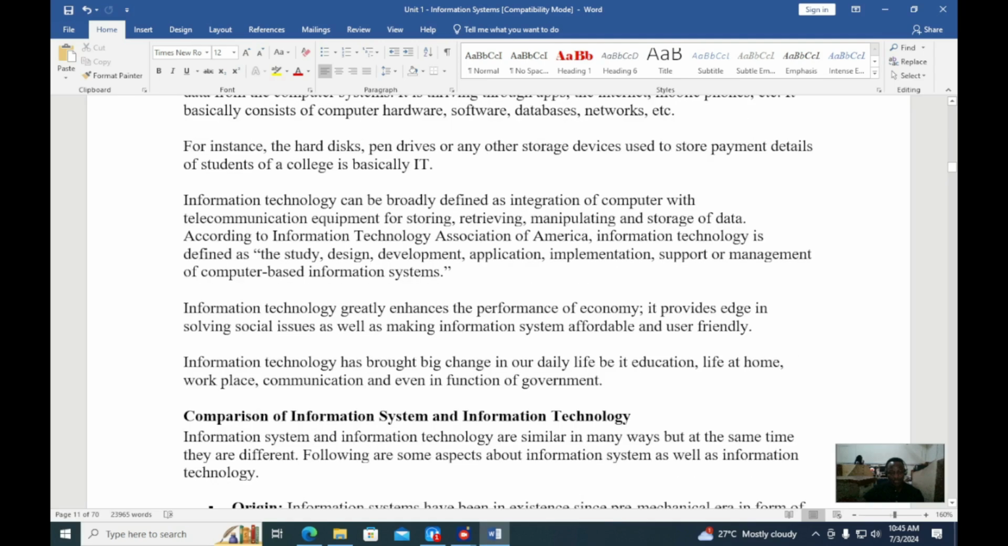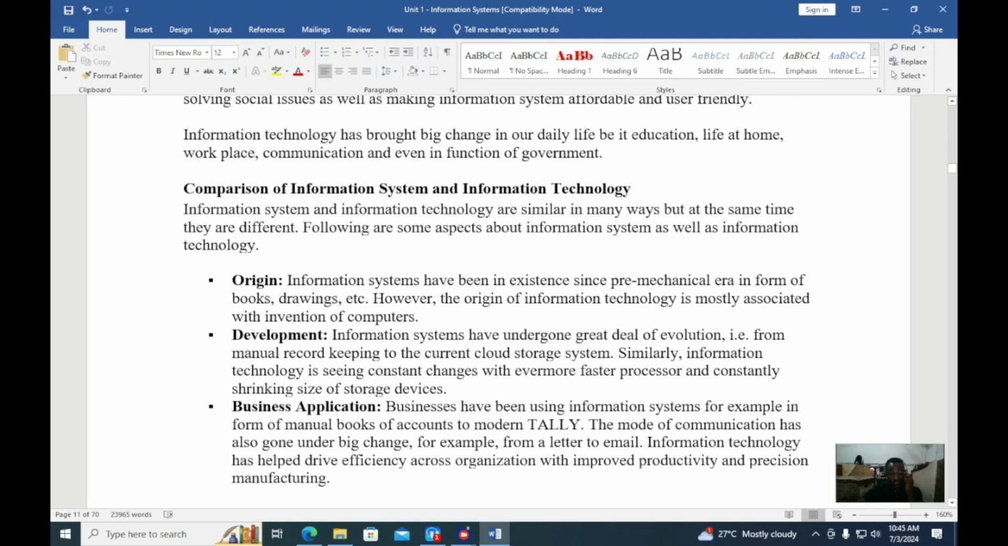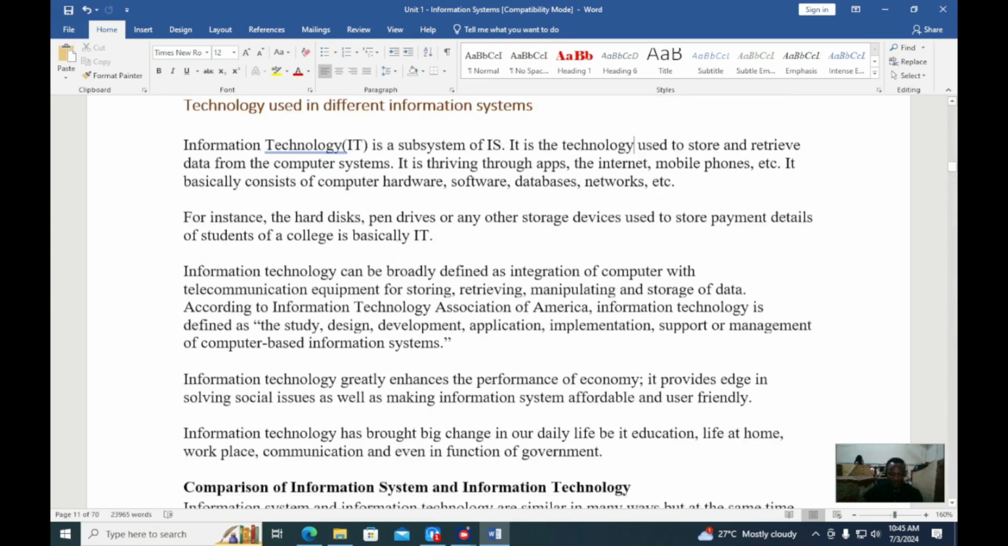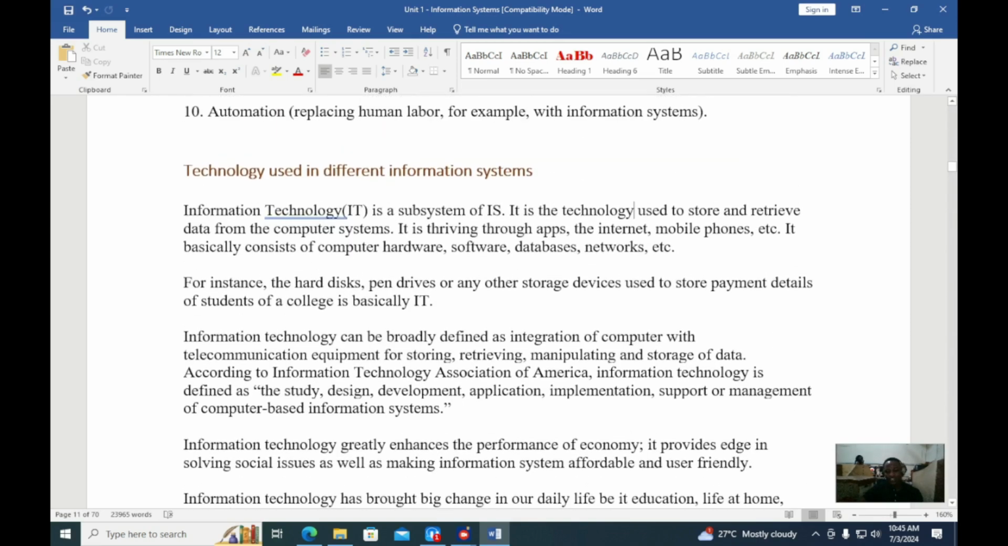Okay, now the first thing that is really confusing is information system and information technology. What is the difference between information system and information technology? Now, information technology is actually a subset of information system. IT is a subset of information system, or IS. Maybe you can say it is a subsystem.